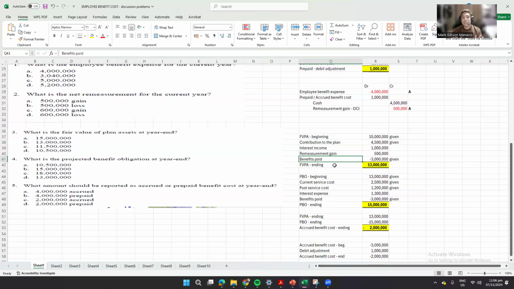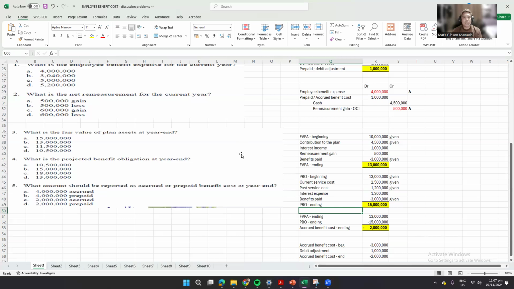O sige, bago muna yan, let's also look at the template to compute for your projected benefit obligation at year end or your ending balance. No? So we have the projected benefit obligation beginning, add any current service costs, add past service costs, add any interest expense, and then less benefits paid. So you can get the sum, and then that will be your projected benefit obligation at year end.